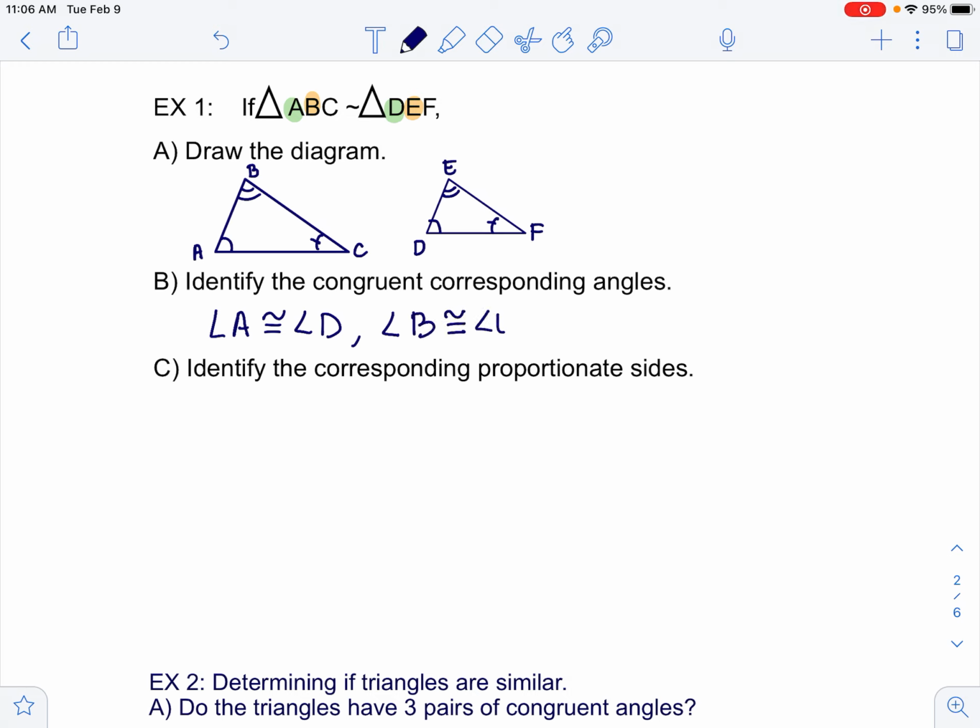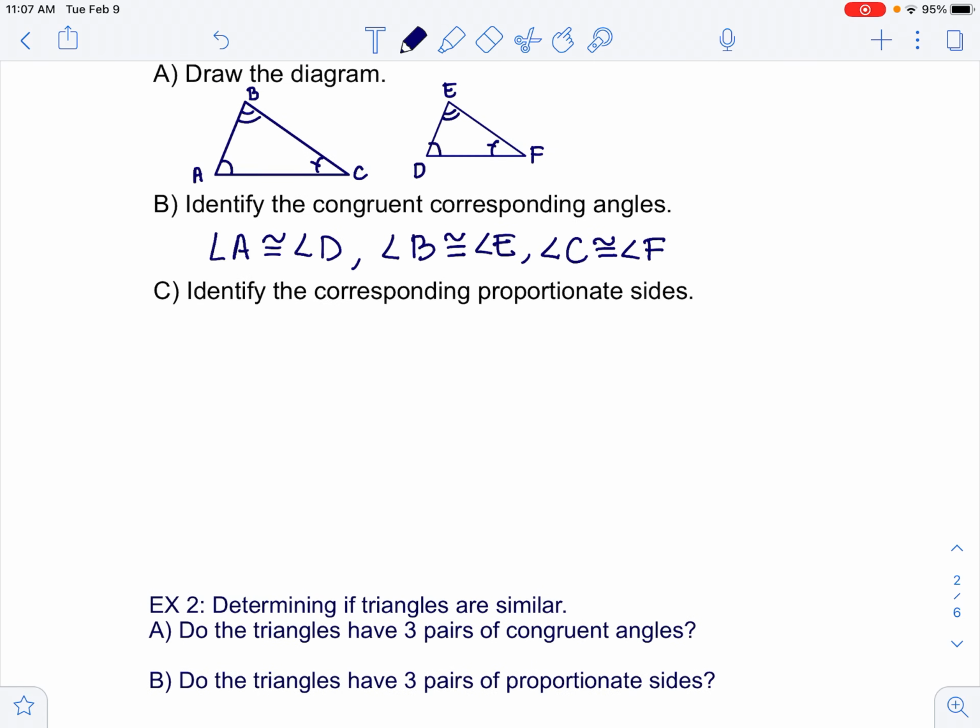Angle B is congruent to angle E, and angle C is congruent to angle F. So 3 sets of congruent angles. Now, we do not have 3 sets of congruent sides, so don't write down the congruent symbol. We have proportionate sides. We have 3 sets of them.